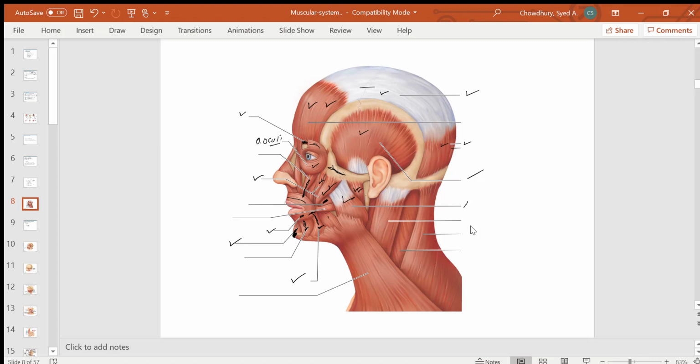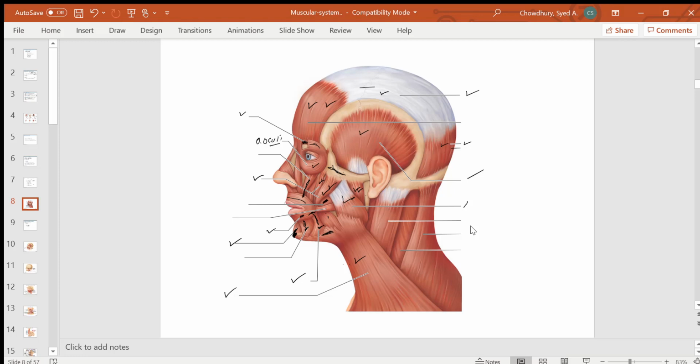Then we'll see this muscle. This is a thin, flat muscle that covers the anterior of your neck. The whole anterior part of your neck is covered by this thin muscle that is called platysma. It runs down from the mandible here and gets inserted to the chest muscles like pectoralis major and deltoid, mainly the fascia of those muscles. So it is a thin layer of muscle, platysma.